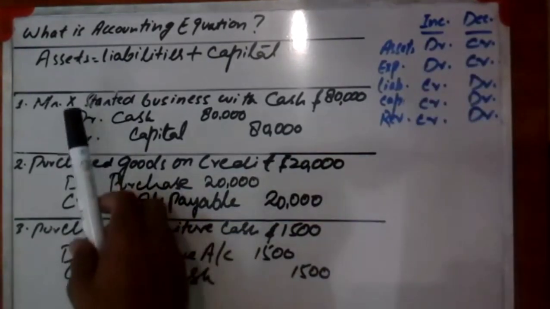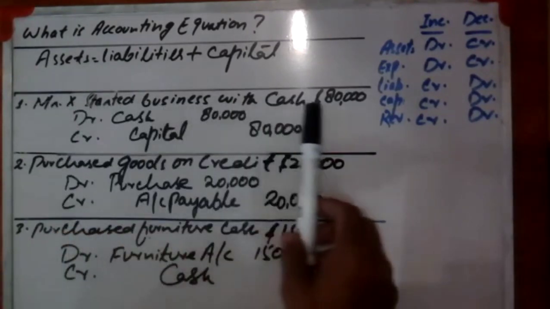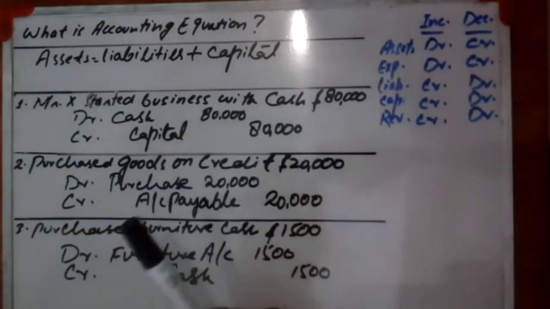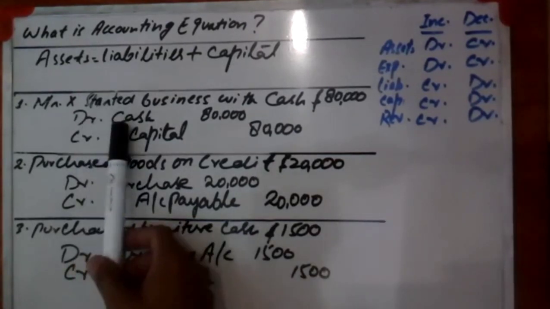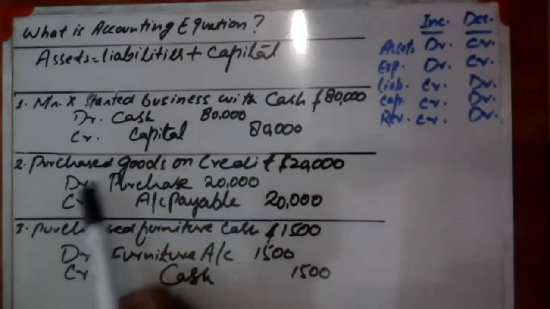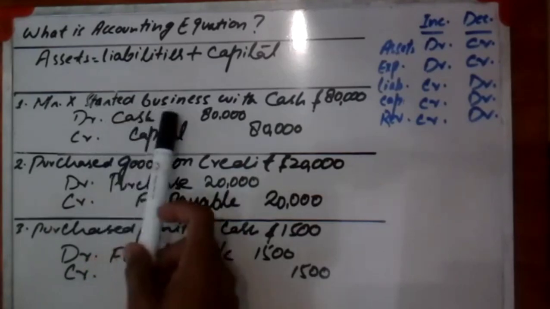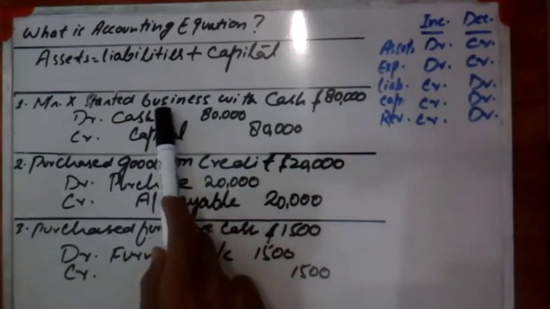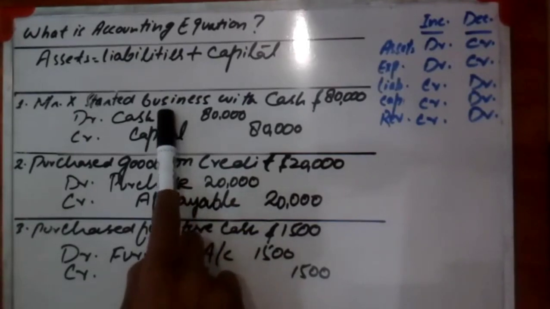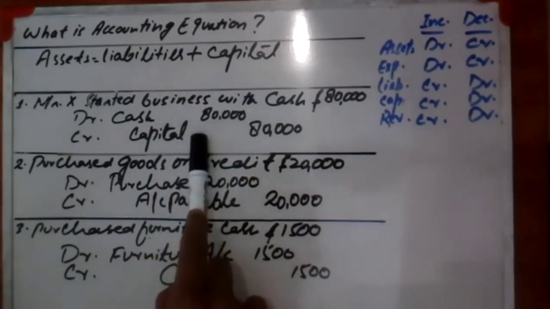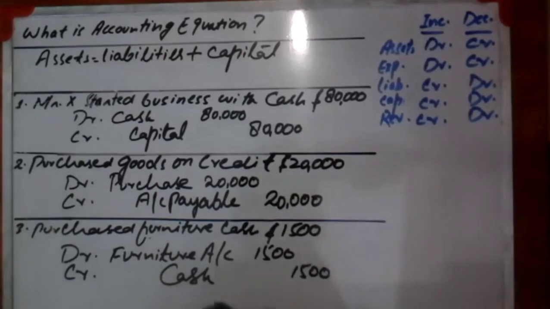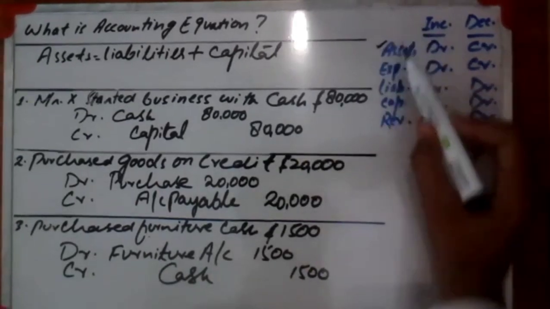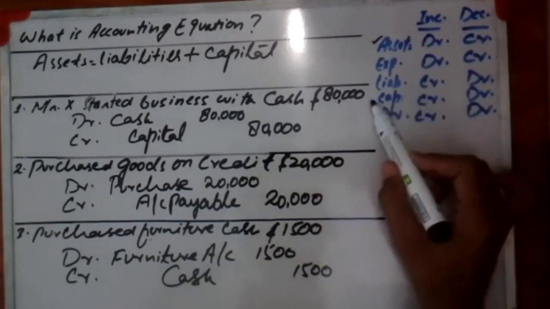So Mr. X started business with cash $80,000. The journal entry will be debit cash, credit capital. Cash is an asset in nature and capital is the owner's investment. So asset is increasing and capital is also increasing. Asset is increasing, debited, and capital is increased, credited.